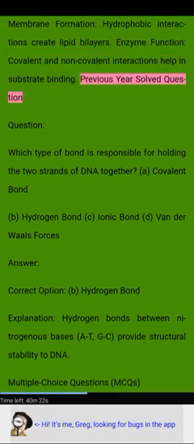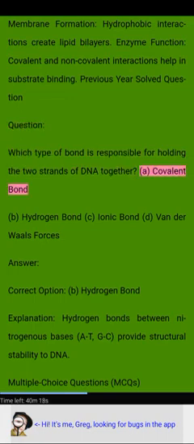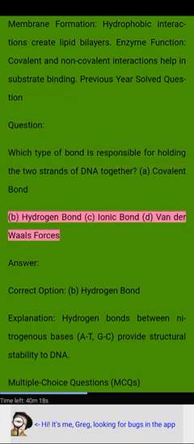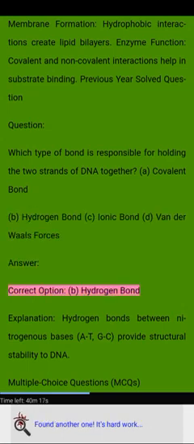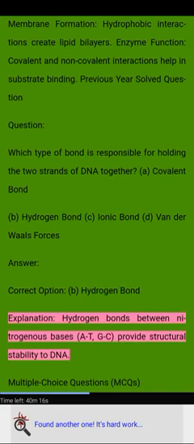Previous year solved question. Question: Which type of bond is responsible for holding the 2 strands of DNA together? A. Covalent bond. B. Hydrogen bond. C. Ionic bond. D. Van der Waals forces. Answer: Correct option, B. Hydrogen bond. Explanation: Hydrogen bonds between nitrogenous bases, A-T, G-C, provide structural stability to DNA.